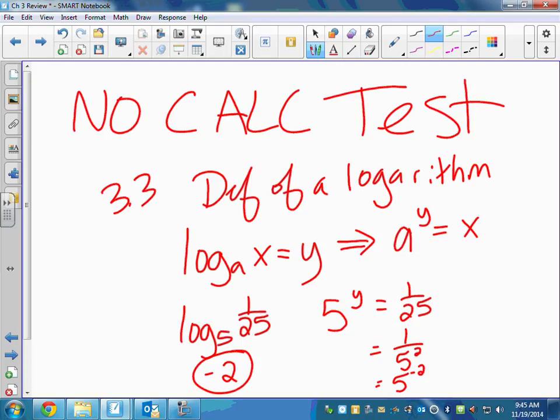You don't have to show any work, but you might need a little work on some of them. That's why I don't let you have a calculator, because one, you could use the change of base formula and a calculator to get the right answer. And two, some of you have those fancy calculators that will do log 5 of 1 over 25. And I want to know that you know what it means. So that would be the answer. That is the majority of the no calculator tests. What else is on there?